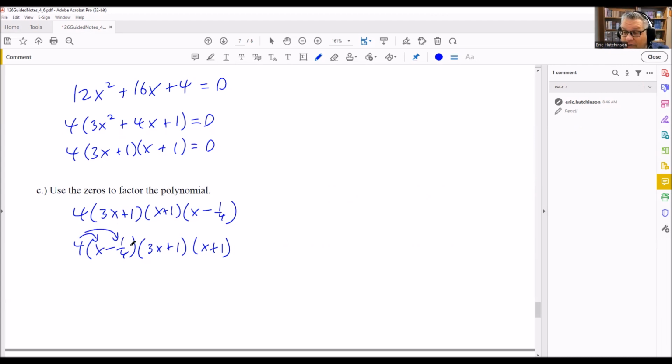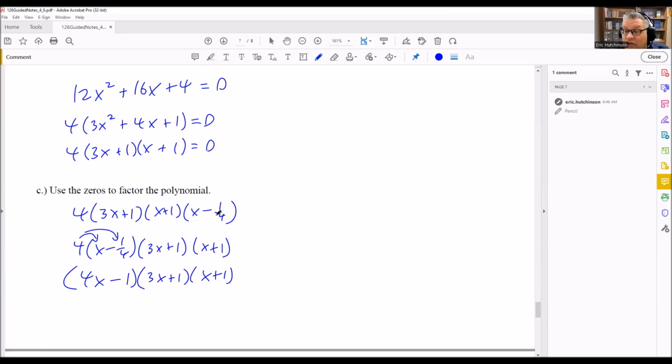So I'm just going to multiply this part only. The 4 does not distribute to these other ones that you have here. So you're going to get 4x minus 1. And then we have 3x plus 1, x plus 1. Okay, so this would now be fully factored, and we don't have the extra fraction there.